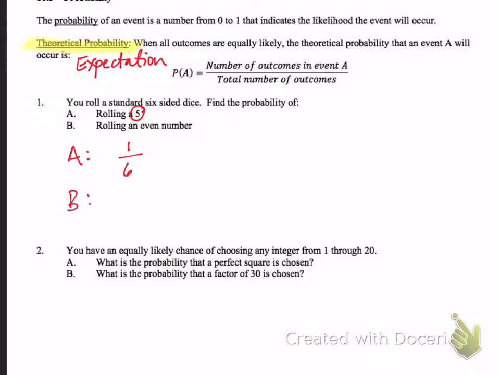For part B, rolling an even number. How many even numbers do I have on a dice? 2, 4, and 6. So I would expect 3 out of 6, which would reduce to 1/2.